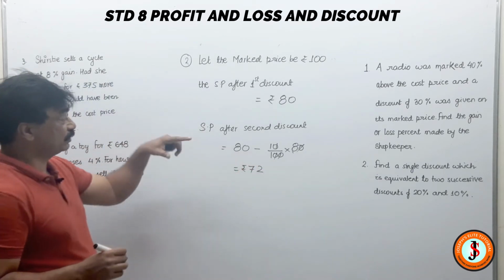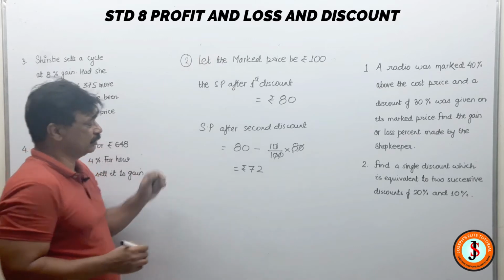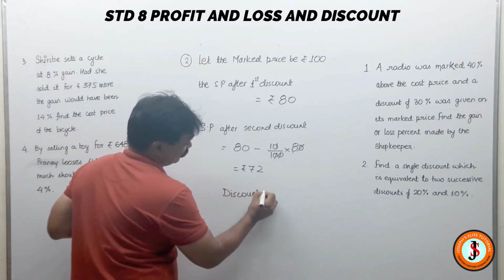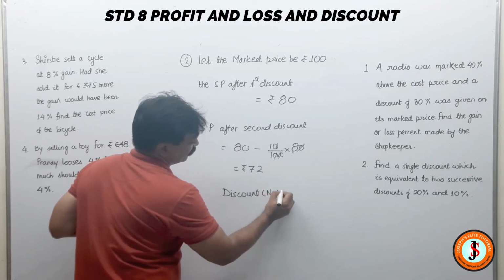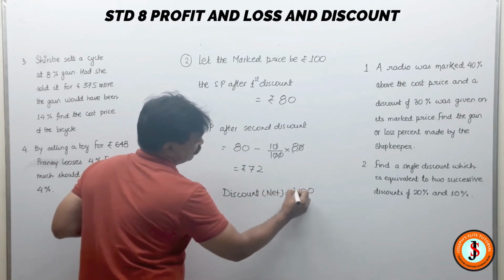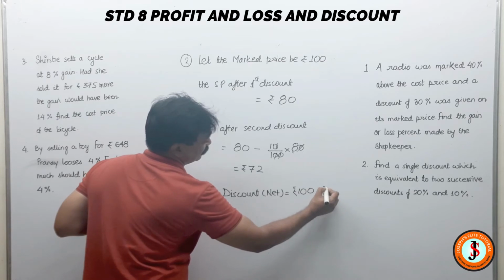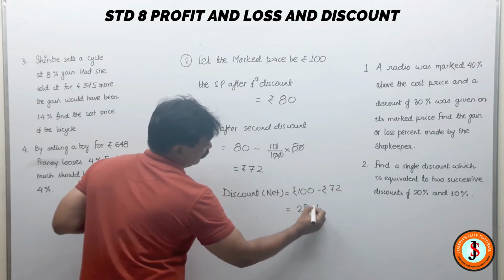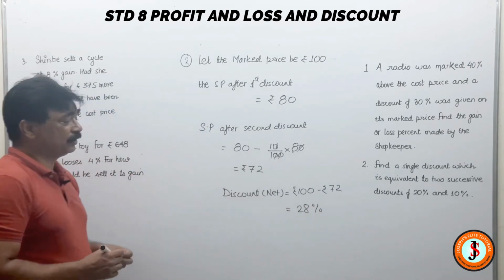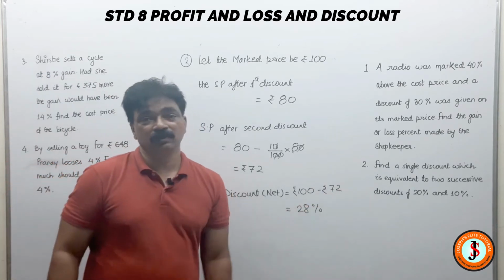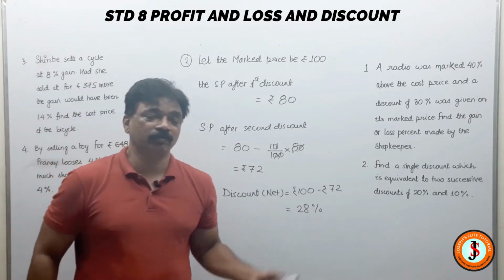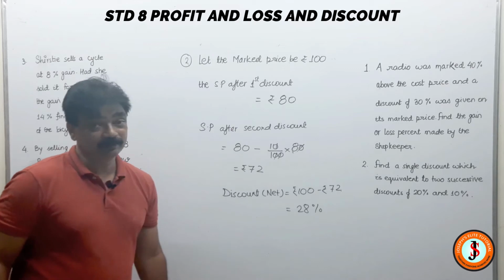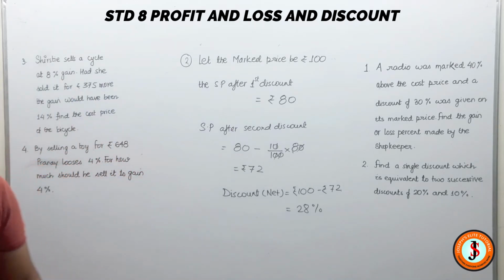So what is the final net discount? The CP was 100 and you are selling it for 72 rupees. That means you are actually giving a discount of 28%. It appears at first glance to the buyer as 30%. So this is done.